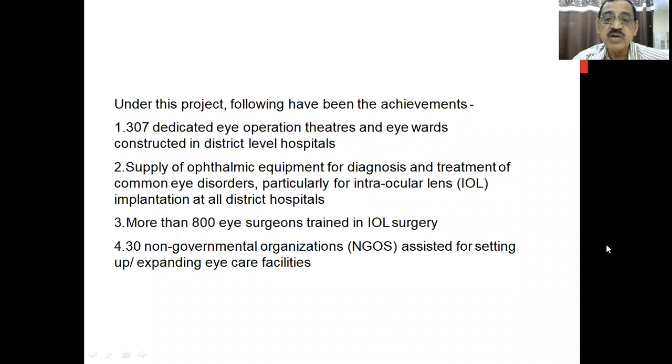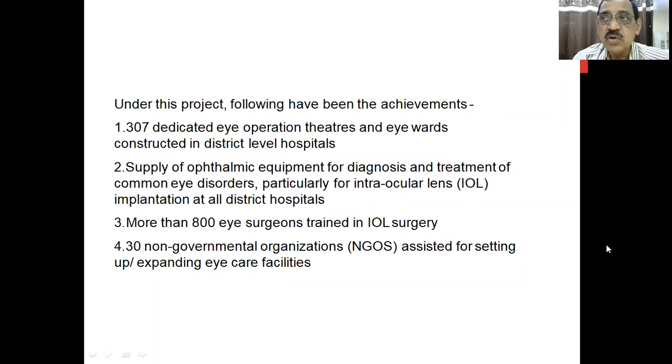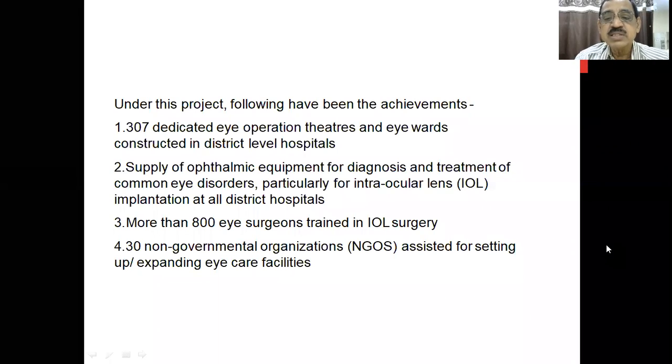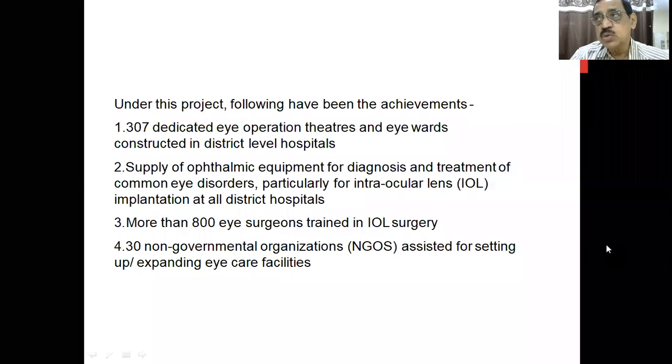So under this project, the following have been the achievements: 307 dedicated eye operation theaters and eye wards were constructed in the district headquarters hospitals, and ophthalmic equipment was supplied for diagnosis and treatment of common eye disorders, such as slit lamp, direct and indirect ophthalmoscope, and Goldmann applanation tonometry, all of which were not available prior to that, and they were provided. Intraocular lenses for implantation were also provided to all district headquarters hospitals through the DBCS.